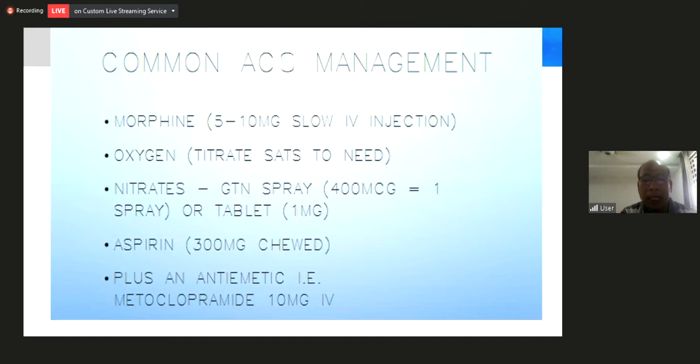But it depends on the case. Later on you will see many other drugs other than clopidogrel, like prasugrel and ticagrelor. It depends whether you want to do early intervention or not. Okay, next slide, please.